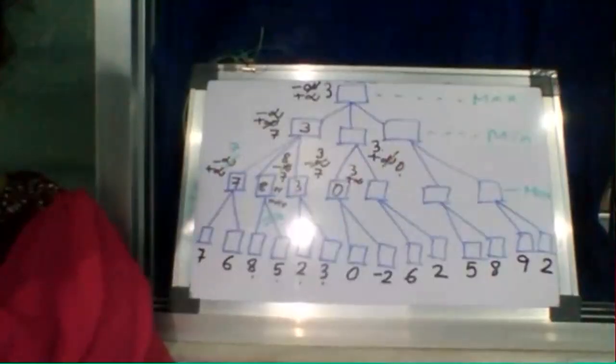So now we see that the alpha value is 3 and the beta value is 0. So again one pruning will occur. So this subtree will be pruned.